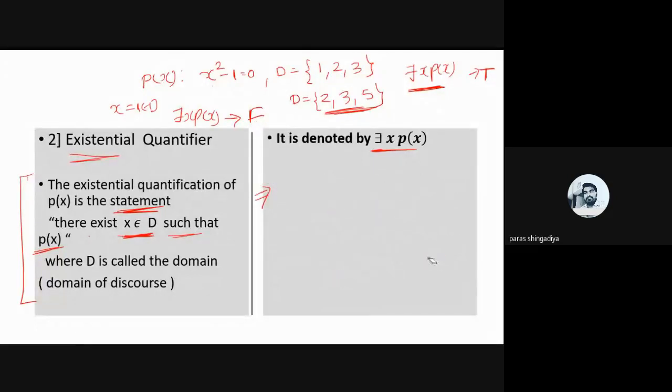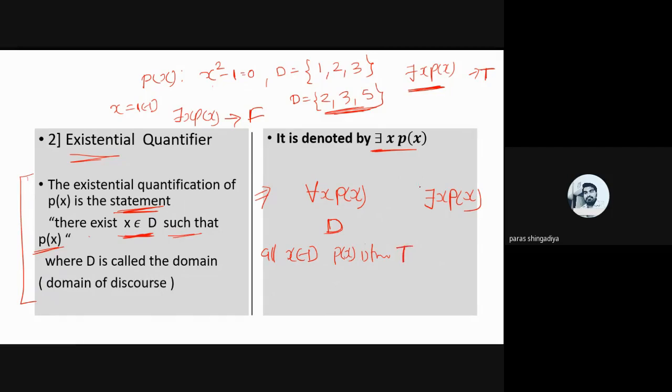In the universal quantifier, for every x P(x), that is a universal quantifier, and there exists x P(x) is known as the existential quantifier. Okay, and that is a domain D. So when it is true, for all x belongs to D, if P(x) is true, then for every x P(x) will be true.